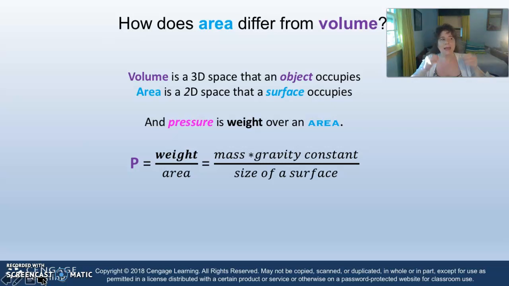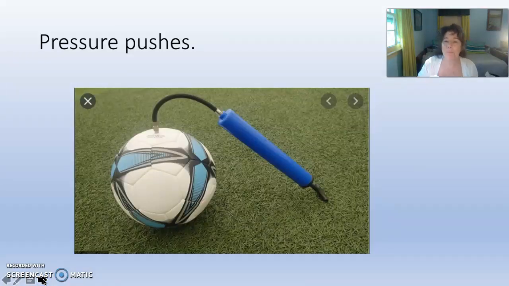Area is the two-dimensional space that just a surface occupies. We can measure that surface, length times width, as area. So pressure is the weight, the force, over a surface area. We'll specify that soon. Air pressure exerts weight over a certain area. Air pressure pushes with that force.